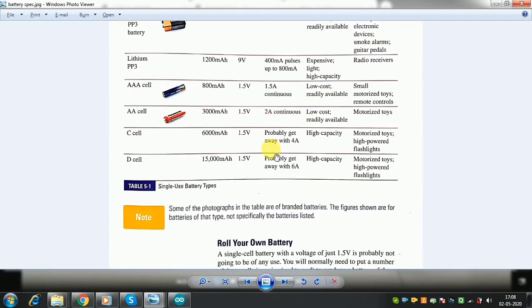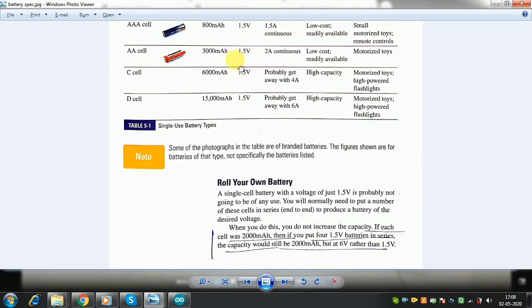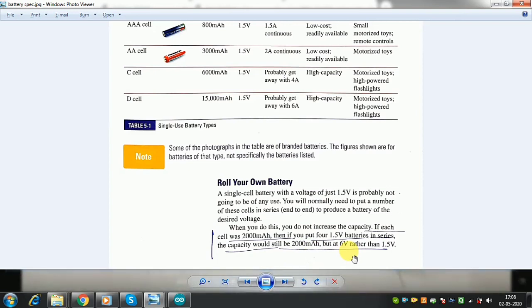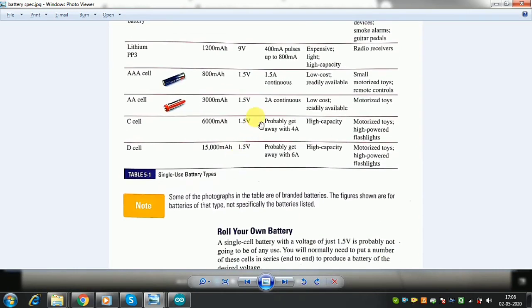Okay, and another misconception is when we make it 6 volt by putting 4 AA batteries in series. It doesn't become 12,000 milliamp hour, I mean 3000 into 4, it remains 3000 milliamp hour. You can read it here. So if you put 1.5 volt batteries in series, the capacity should still be 2000 milliamp hour, but it can drive a load of 6 volt, and not a 1.5 volt load. Okay, so please keep that in mind.